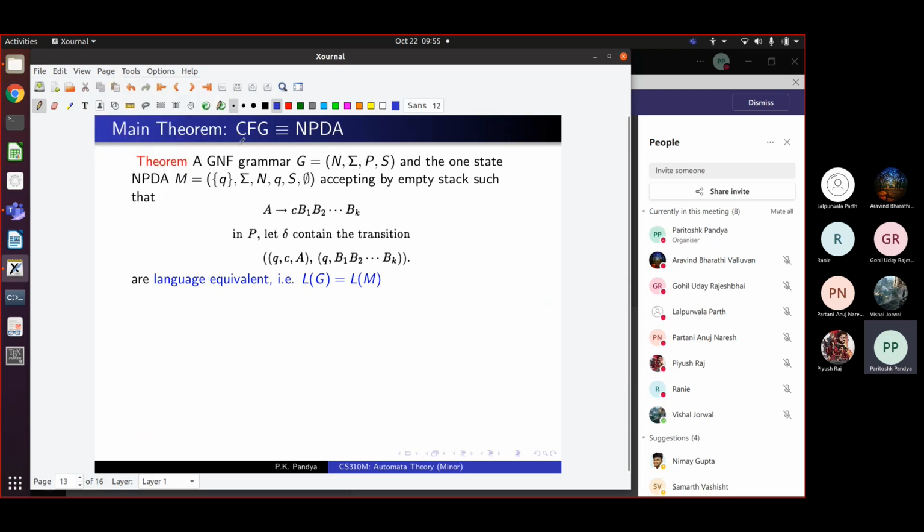Now the main theorem is about what kind of languages are accepted by push down automata, and the main theorem is that the push down automata, the non-deterministic ones, exactly accept context free languages, which are defined by context free grammars.